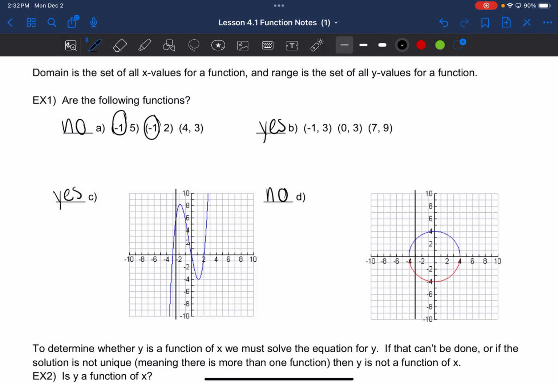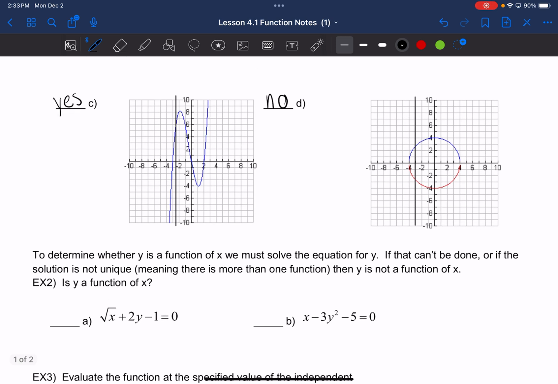Okay, so if they give you the information this way, it's really easy to tell, right? The only other way they could ask you is if they just give you the equation and then you're supposed to figure out if it's a function. It says to determine whether y is a function of x, we must solve the equation for y. All we are going to do is rearrange the equation so that it reads y equals whatever the other side is. And the way we determine if it's a function or not is we're looking for two possibilities that would restrict it from being a function.